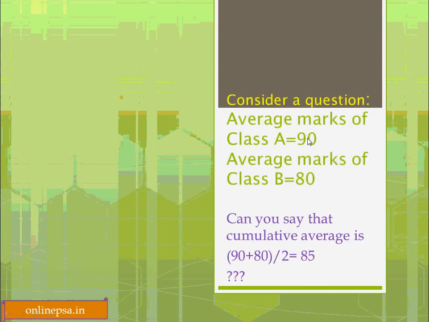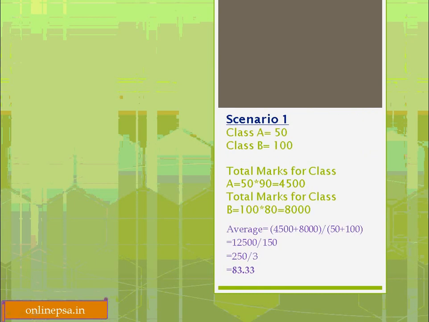Now let us consider a question. Average marks of class A is given as 90, whereas that of class B is given as 80. Can we say that the total average when we consider both the classes is 90 plus 80 divided by 2, which is 170 by 2 or 85? Can we say that the cumulative average is 85? To answer this question, let us consider two scenarios.